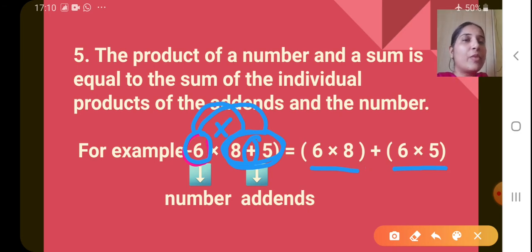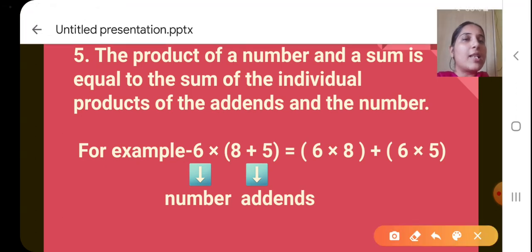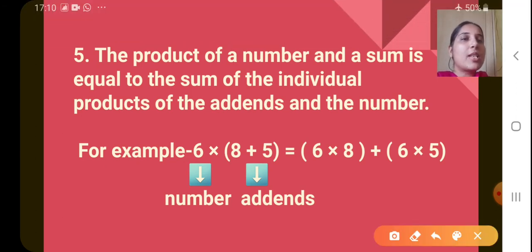Let's see how. Let's solve it to get the answer. Suppose 6 multiplied by, here you can see 6 multiplied by 8 plus 5. So 6 multiplied by 8 plus 5, what we will get, children? 8 plus 5, we will get 13 here. So 13 6s are 78. Okay, 13 6s are 78.